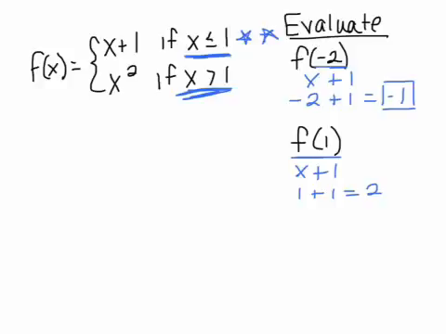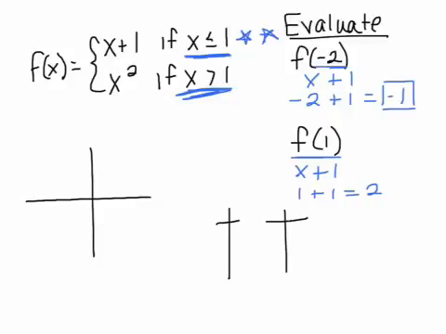Well, I can also sketch this function. And the way I like to do it is if I have 2 pieces, I do 2 tables of values. If I have 3 pieces to the piecewise function, I do 3, and so on. One is going to be x plus 1 and one's going to be x squared.